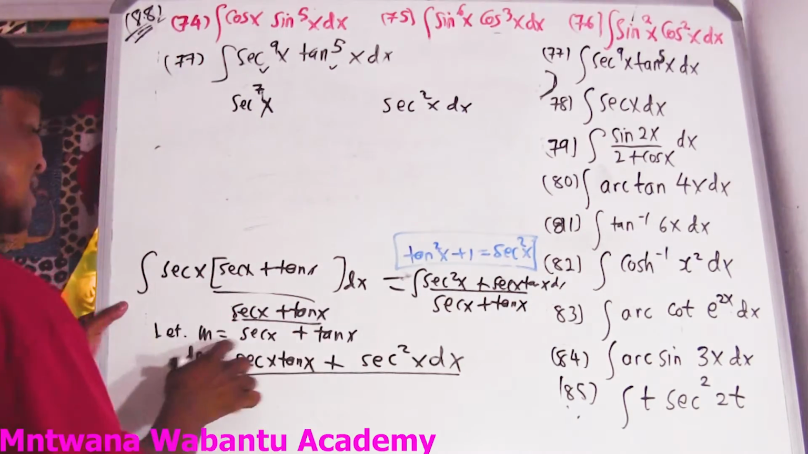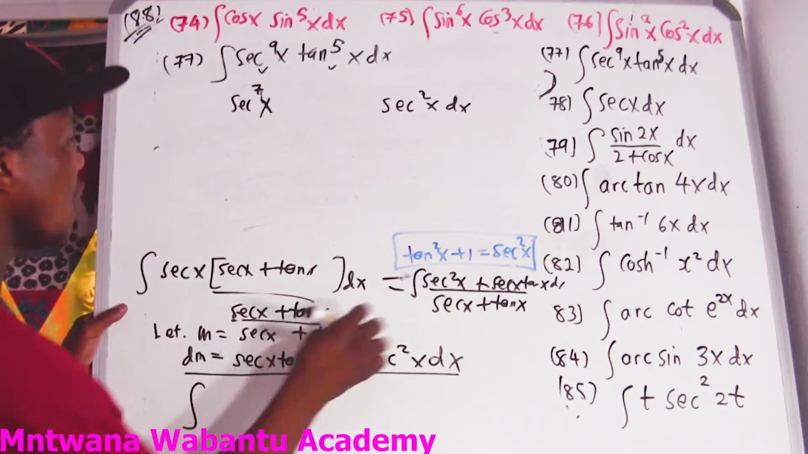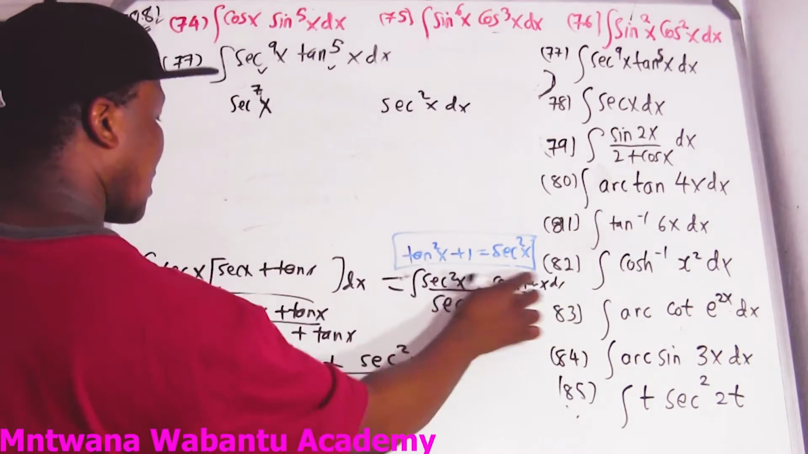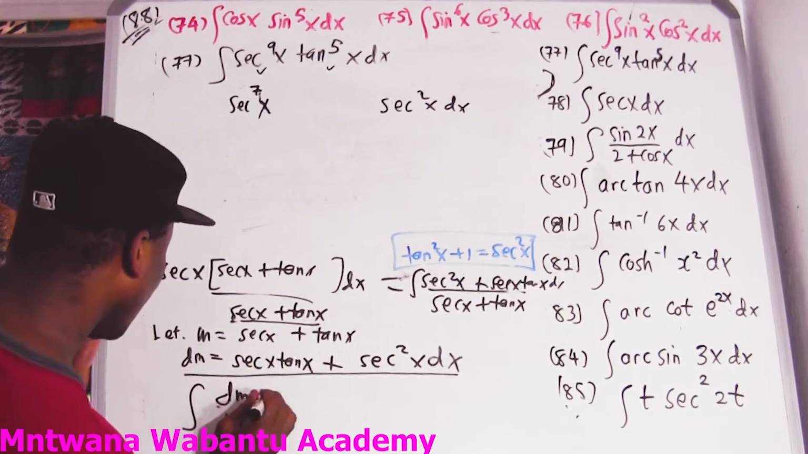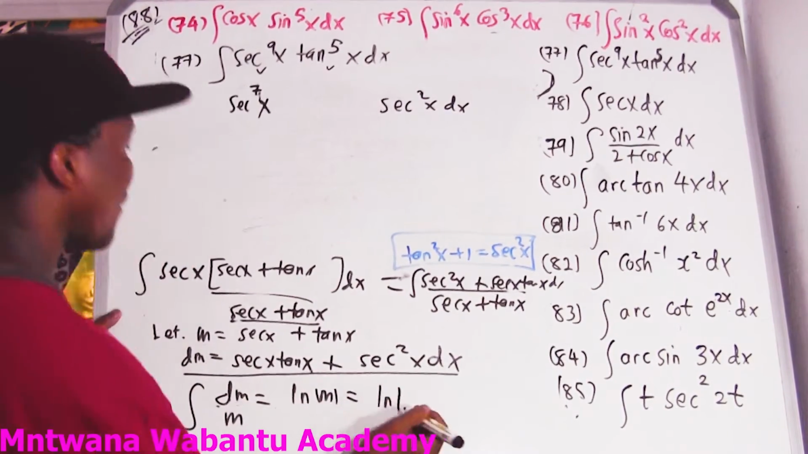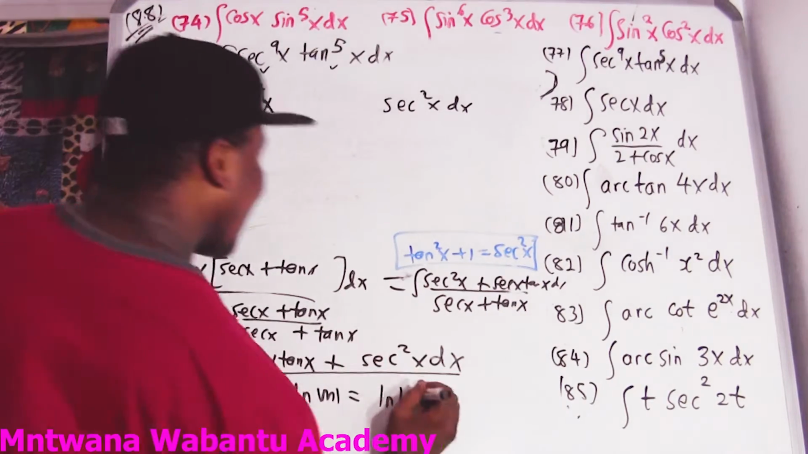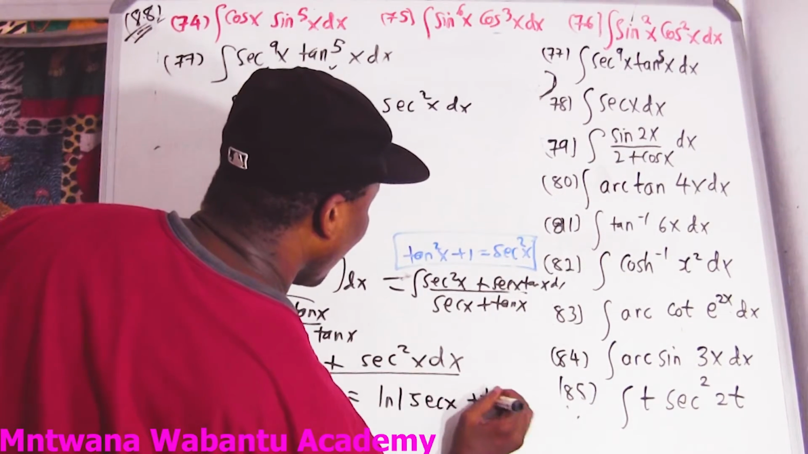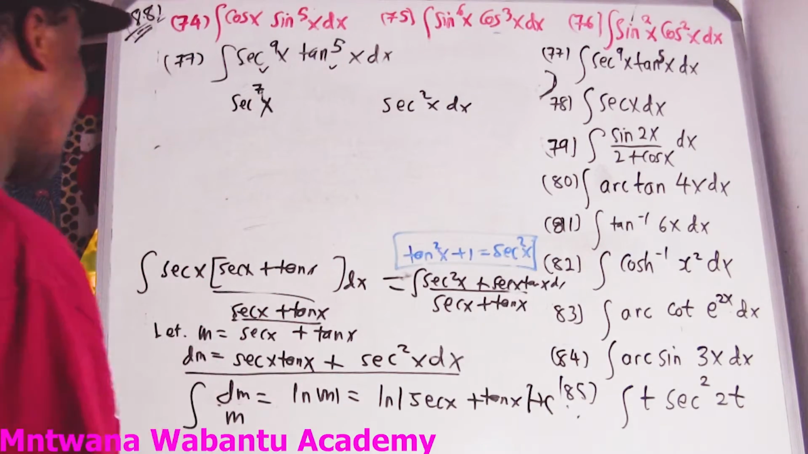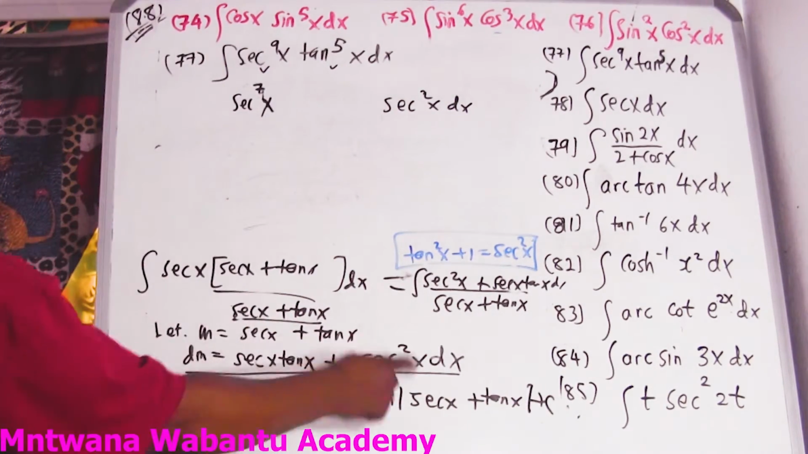So this is m. So it's the integral of m, and this top part equals dm, which gives ln of m. What is our m? m equals sec x plus tan x, plus a constant. So when you differentiate sec, you get sec tan.